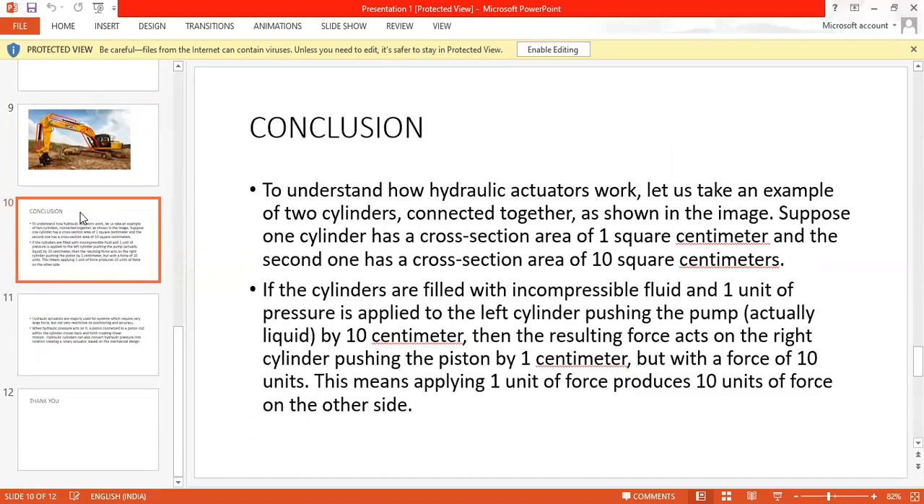Let us take an example of two cylinders connected together as shown in the image. Suppose one cylinder has a cross-section area of 1 square centimeter and the second one has a cross-section area of 10 square centimeters. The cylinders are filled with incompressible fluid and 1 unit of pressure is applied to the left cylinder, pushing the liquid by 10 centimeters, and the resulting force acts on the right cylinder, pushing the piston by 1 centimeter but with a force of 10 units. This means applying 1 unit of force produces 10 units of force on the other side.